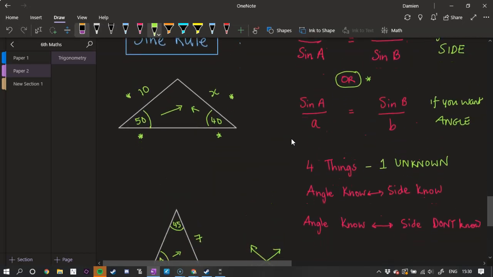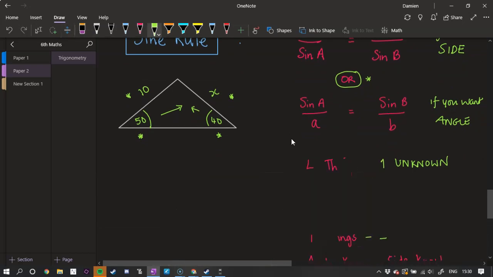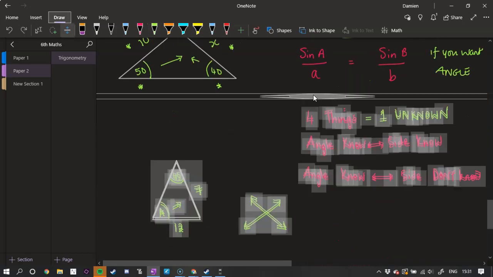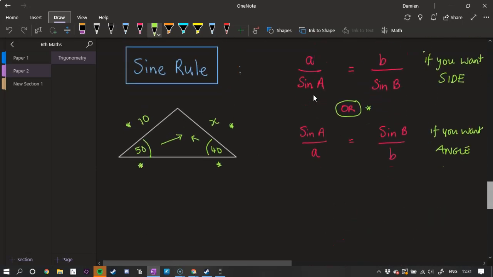So let's start with this top one. Make a little bit of space here. Okay, so let's go solve this top triangle. We'll just move this stuff down out of the way so we have a bit of place. So what you have to ask yourself is, what do we want to know here? Well, we have the 40, we have the 50, we have the 10. So what we're looking for is x. So if we are looking for x, that means we're looking for a side. So we're going to use this one here. So it's going to be side a over the sine of A is equal to b over the sine of B.